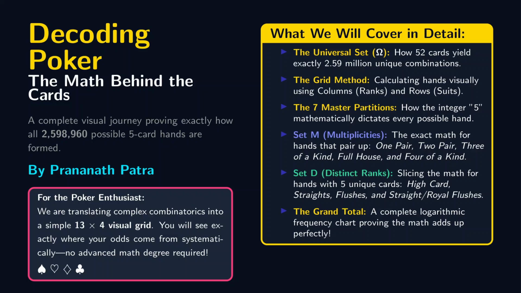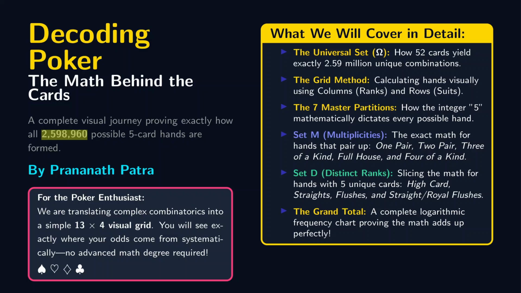Here is the central question we are going to answer together. How many unique 5-card poker hands are possible from a standard deck of cards? The answer is 2,598,960. That is a big number, but by the time we are done today, you are going to understand exactly where every single one of those hands comes from, not just the total, but each category.